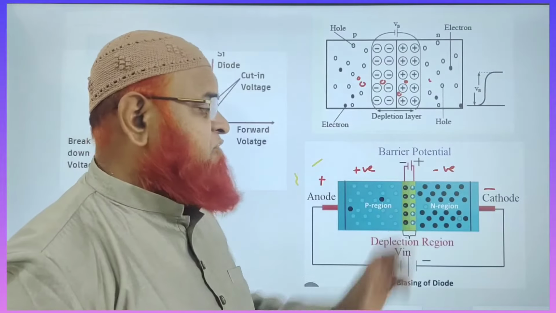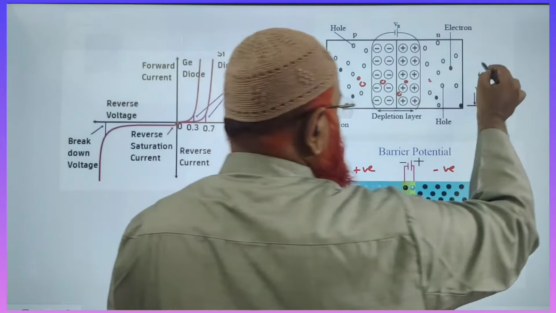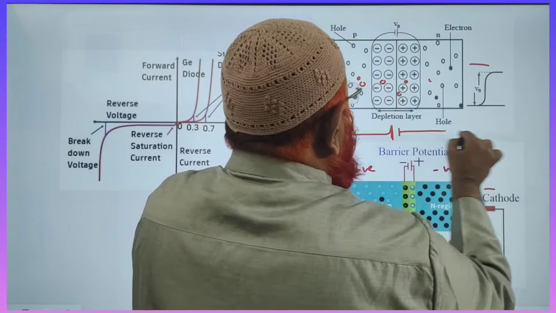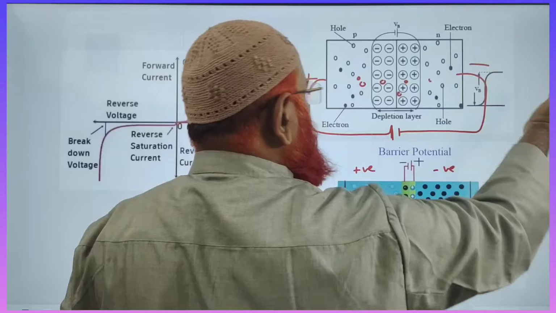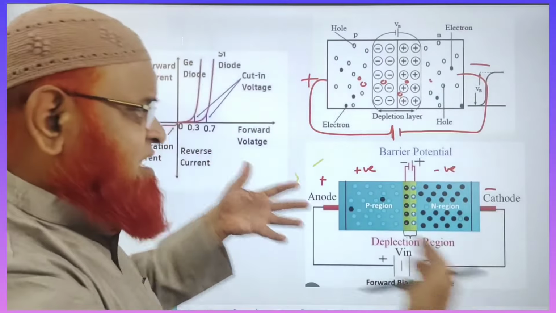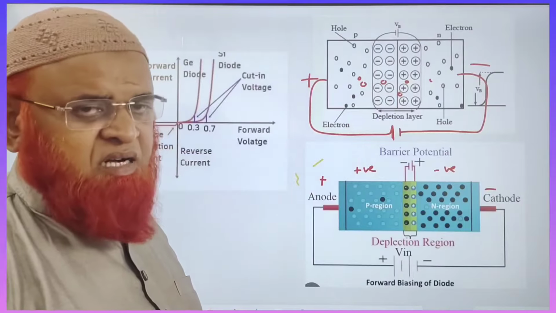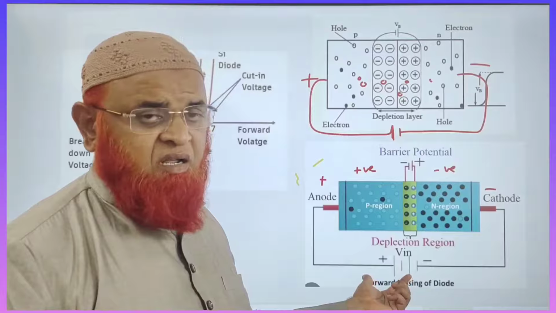And further current flows. Why? Because this positive will push this positive and this negative. This positive, when they are connected to the battery and negative is connected here, this positive will push the holes, this negative will push the electrons, and further current starts flowing. This is called a drift current. Understand? So current is drifted forcibly by the applied potential here.